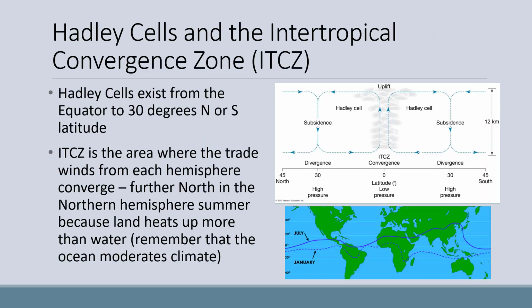The convection cells that go from the equator to either 30 degrees north or south latitude are known as Hadley cells, and the area near the equator where the two convection cells meet is called the Intertropical Convergence Zone, or ITCZ for short. The ITCZ is, therefore, the area where the trade winds from each hemisphere converge, and it actually moves around a little bit. It is further north in the northern hemisphere summer because land heats up more than water. Remember that the ocean moderates climate.